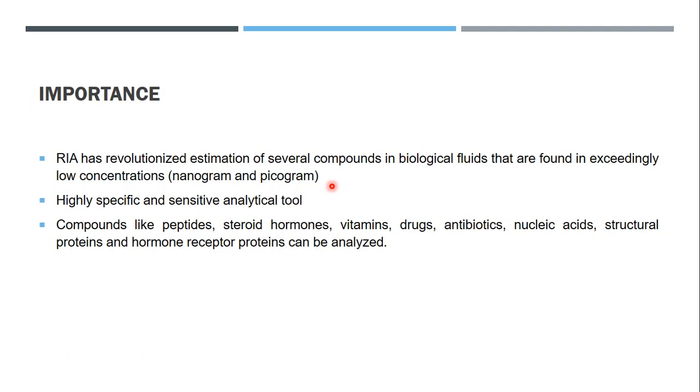It is a highly specific and sensitive analytical tool. We know that antigen antibody binding is also very specific. Thus, this technique is specific and sensitive. Compounds like peptides, steroid hormones, vitamins, drugs, antibiotics, nucleic acids, structural proteins and hormone receptor proteins can be analyzed by using radioimmunoassay.